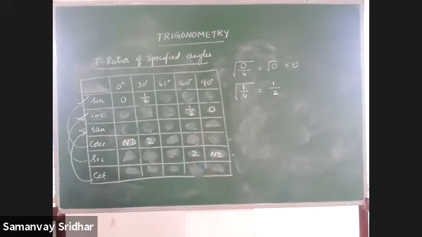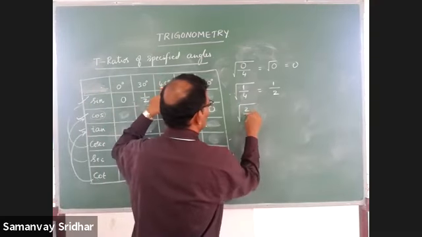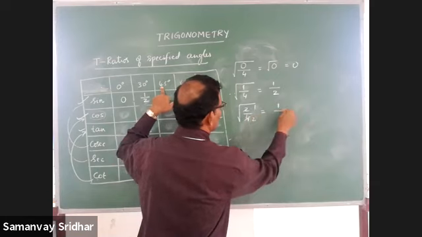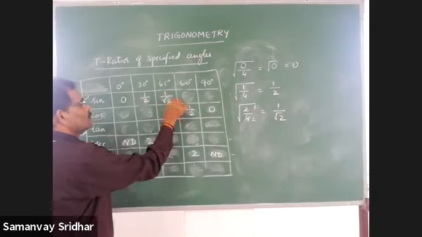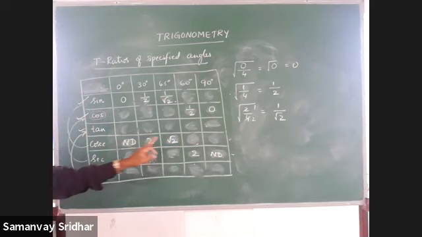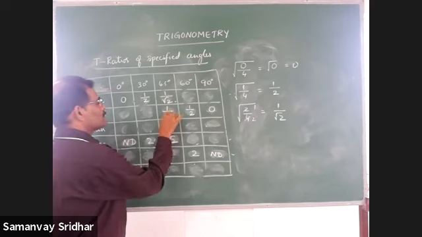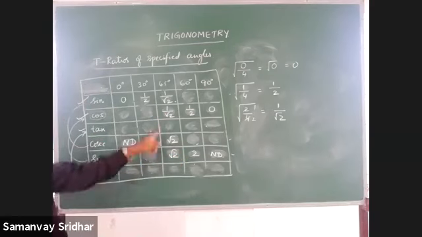Got this? Then we have to go for sine 45. We have to go for root 2 by 4. Square root of 1 is 1, square root of 2 is root 2, therefore 1 by root 2. When it is 1 by root 2, cosec is root 2, because cosec 45 is the reciprocal of sine 45. Right? Okay. When sine is 1 by root 2, cos is also 1 by root 2, and sec is also root 2, because sec 45 is the reciprocal of cos 45.